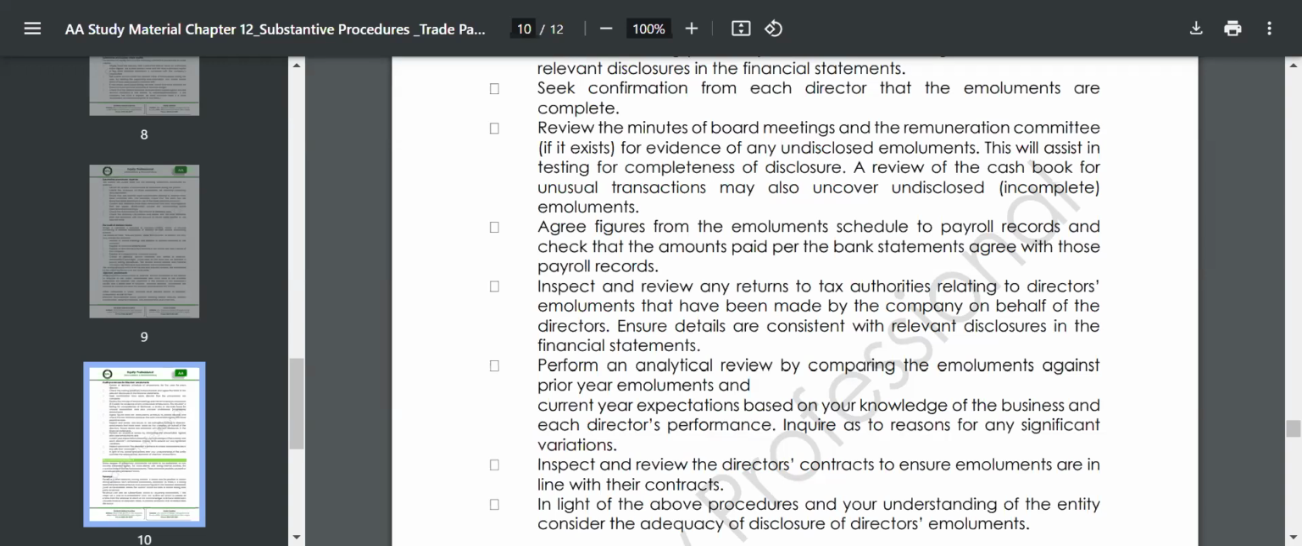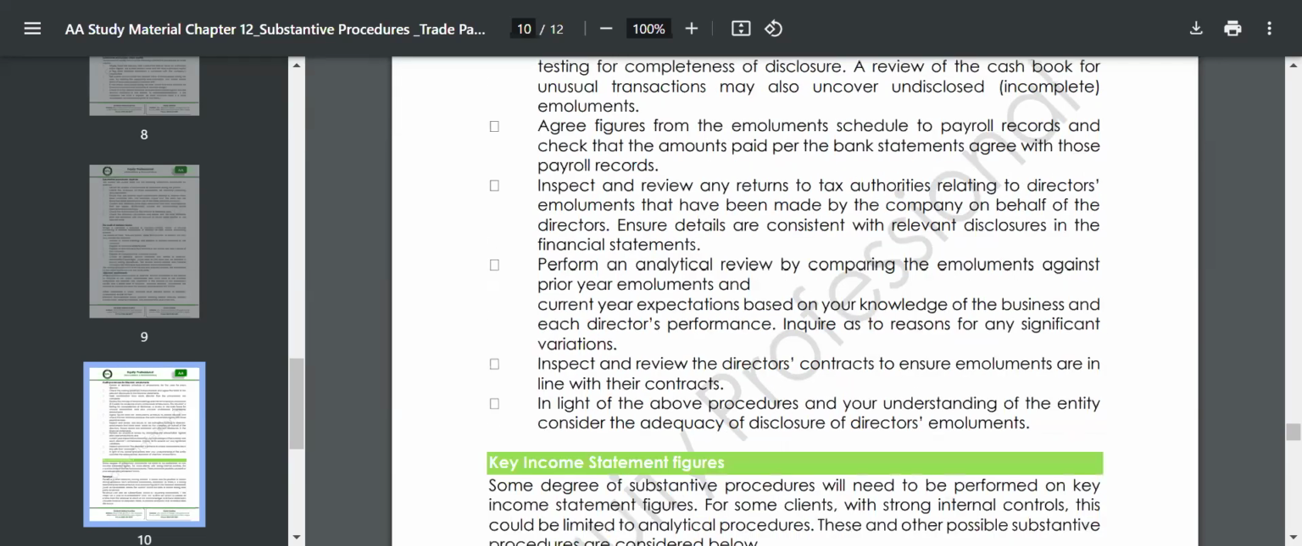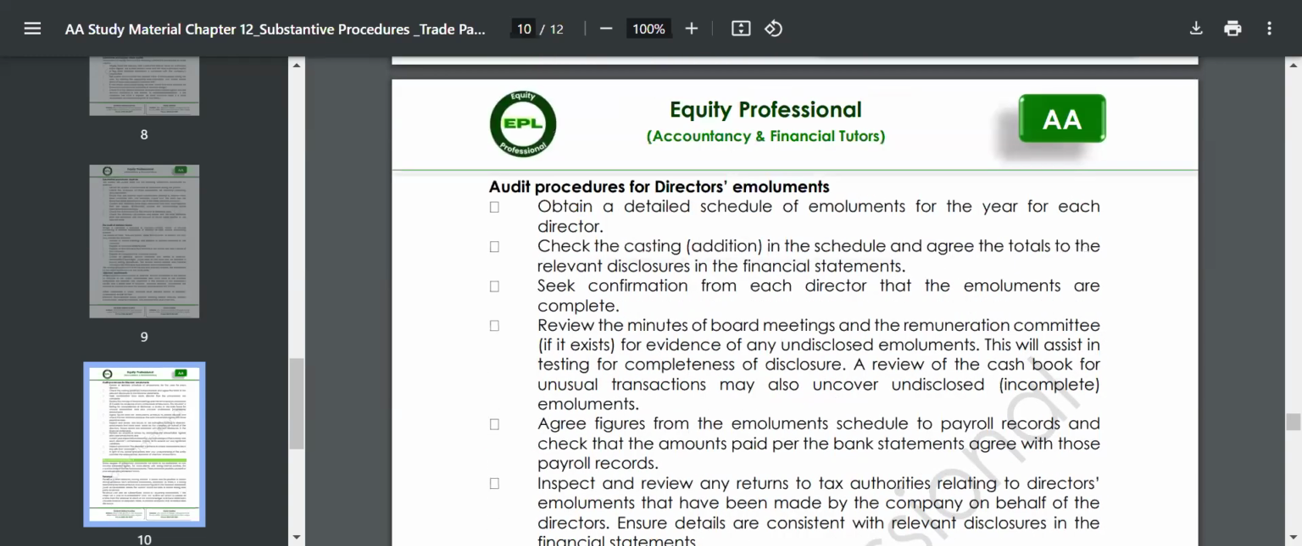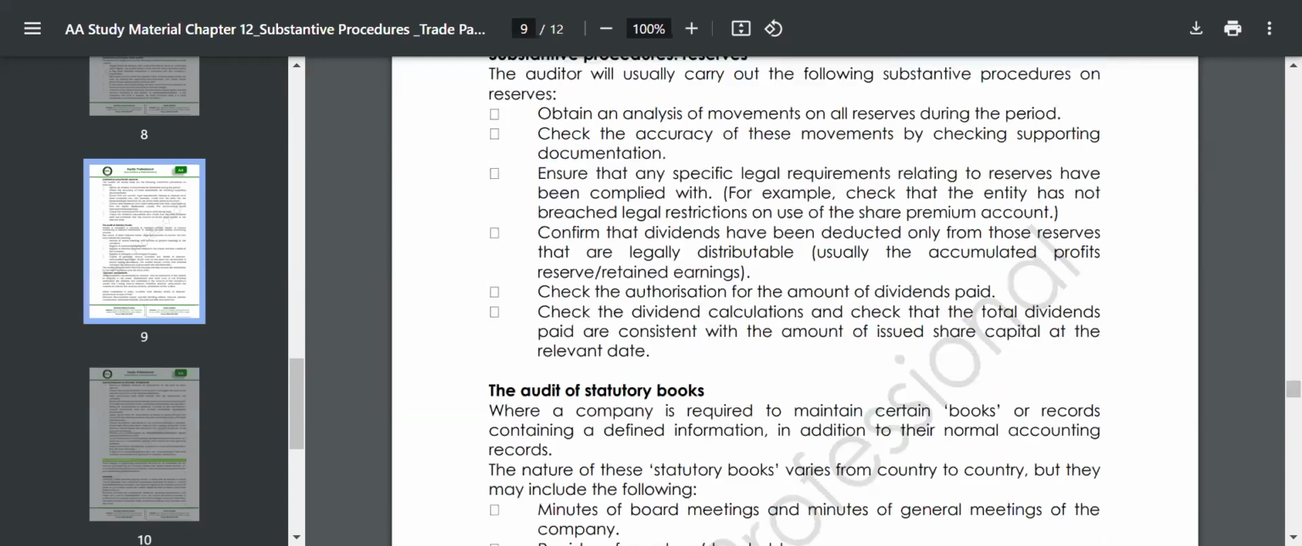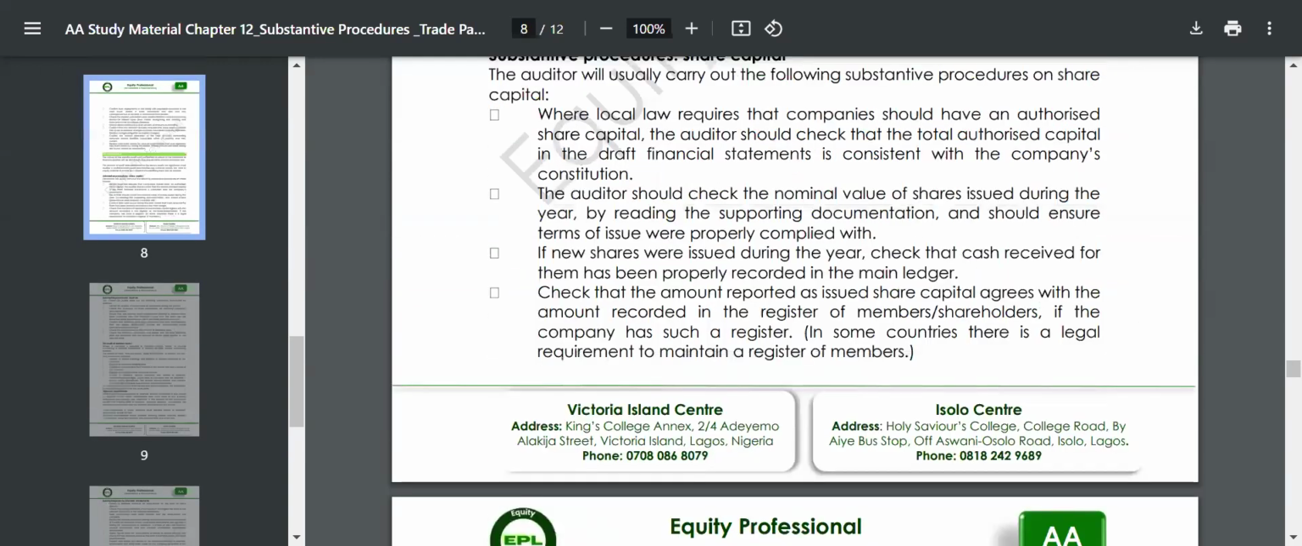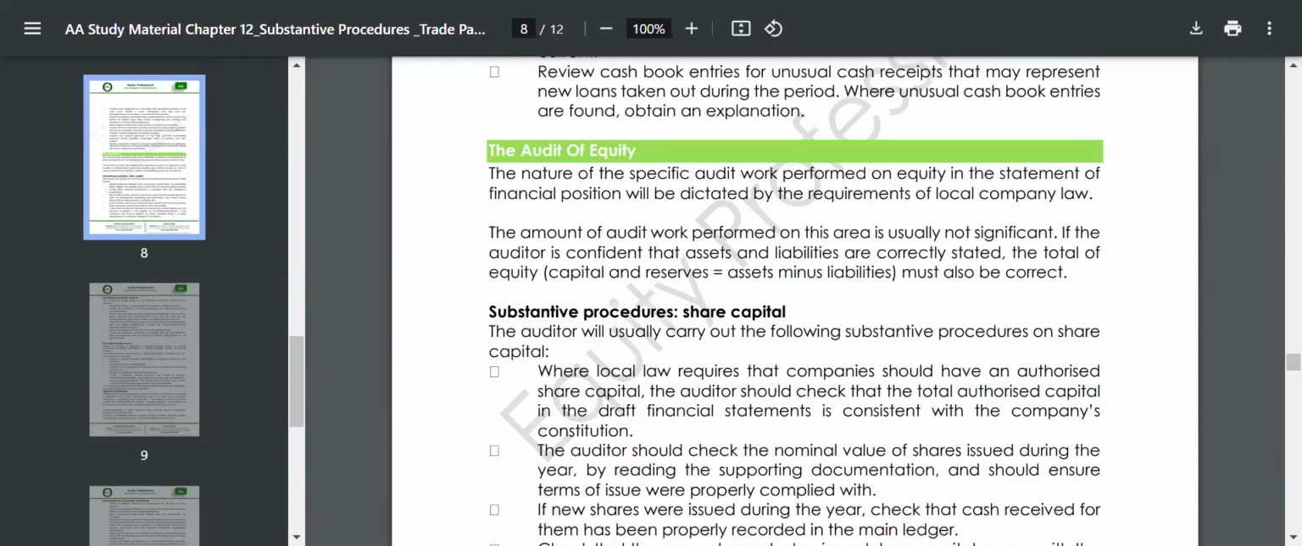Don't forget, the auditor also wants to identify that there is no money laundering, that the directors are not cutting corners, because whatever they are supposed to be paid is what they should get. So these are some of the procedures that the auditors will carry out when conducting audit of equity. The audit of equity is majorly on the capital area of the financial statement.